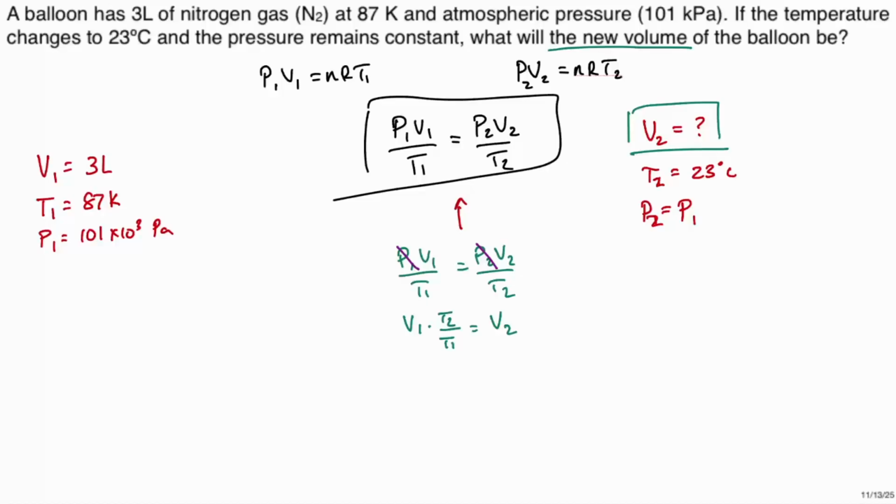Okay. Do I know what my volume 1 is? Yes. Do I know my temperature 2? Yes. Do I know my temperature 1? Yes. So I can just throw the numbers in and go? No. What's the problem? Units are all messed up. Okay? But there's only one unit that I have to change.